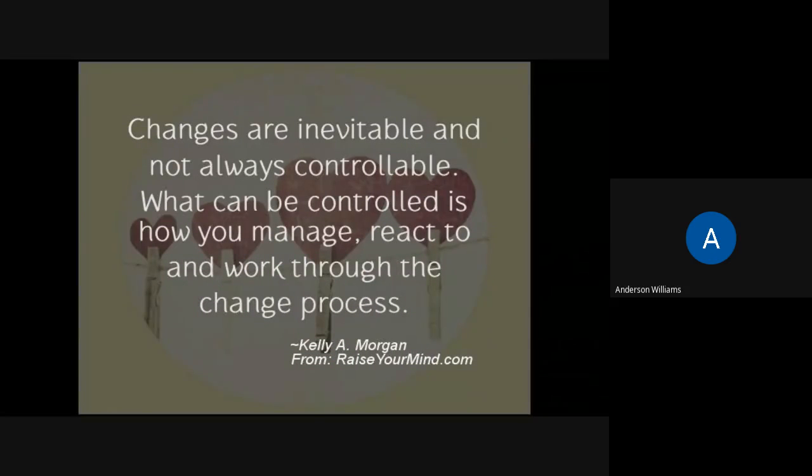Right. This is a quote from Kelly A. Morgan from riseyourmind.com: Changes are inevitable and not always controllable. What can be controlled is how you manage, react to, and work through the change process.